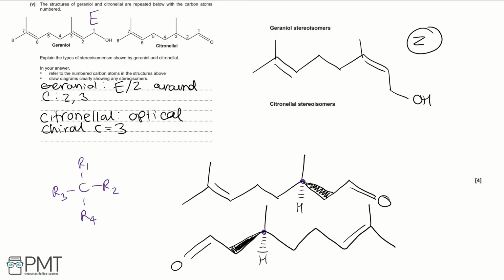stereoisomers of citronellal. To get the 4 marks for this question, you get your first mark for saying that there is EZ isomerism around geranyl and carbons number 2 and 3. You get your second mark for saying that there's optical isomerism and a chiral carbon on carbon number 3 in citronellal. You get your third mark for drawing the correct Z stereoisomer for geranyl, and you get your fourth mark for drawing the correct optical stereoisomers of citronellal. Both 3D structures being correct gets you this fourth and final mark.